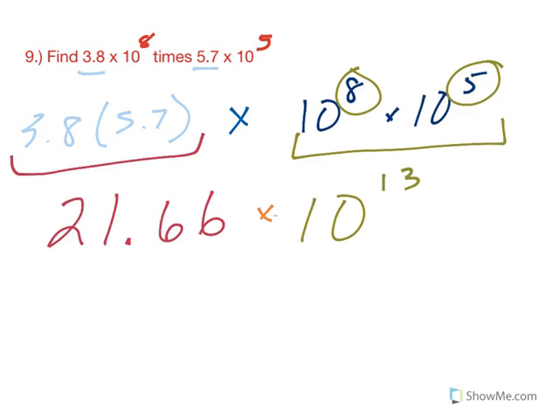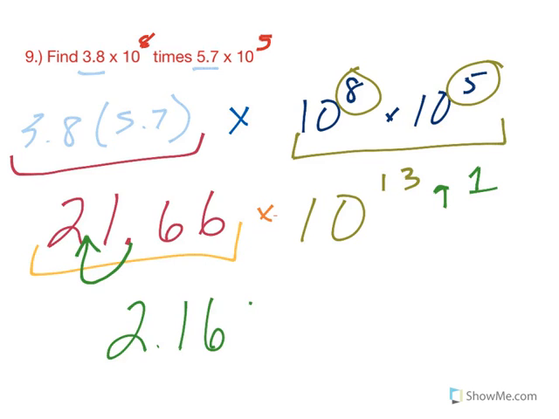Now, right now, I hope that you're having a little fit here, because you should notice that this first number is not between 1 and 10. It's 21. It's a big number. Big number means our exponent should get bigger. So I'm going to go ahead and move my decimal 1 place over, and that means my exponent will go up by 1 place. Big number, exponent goes up. So my final answer is 2.166, that's not a very good 6, times 10 to the 14th. Because I had 13 and then I went up by 1.